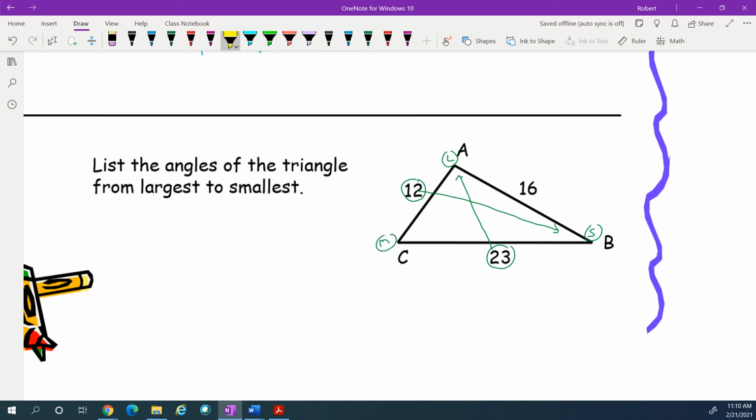So again, I'm going to read the question. It says list the angles, largest to smallest. So I do have to be attentive to that. Now we're going to go large, medium, small. Well, the largest angle is angle A. The medium is angle C. And the smallest is angle B. And be careful how you name angles. In this case, one letter is acceptable. In some cases, it's not. So we do have to be careful of that.